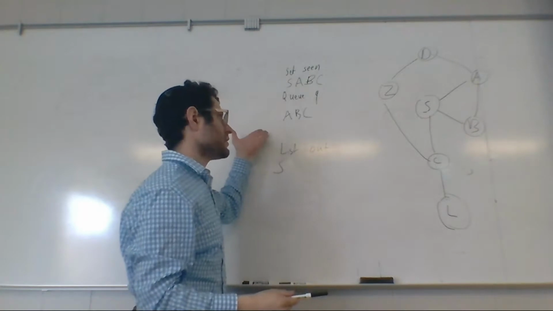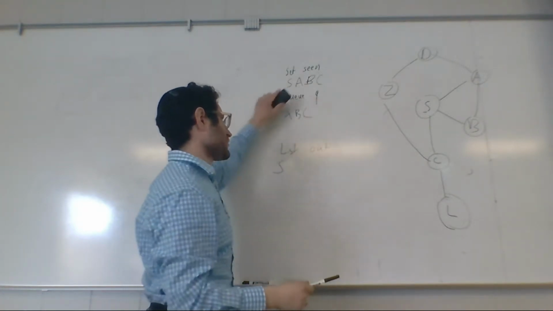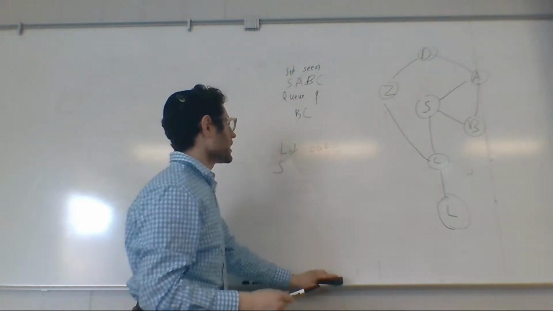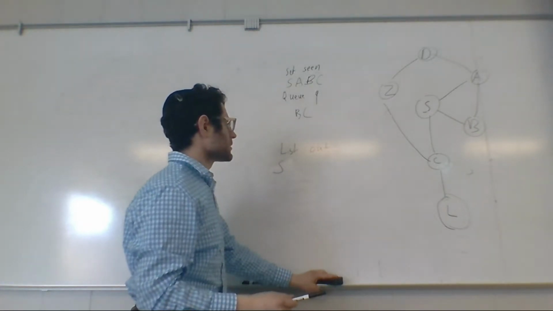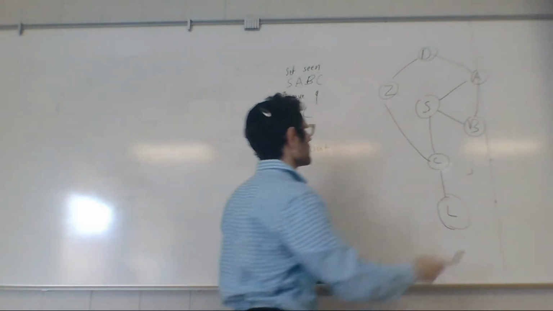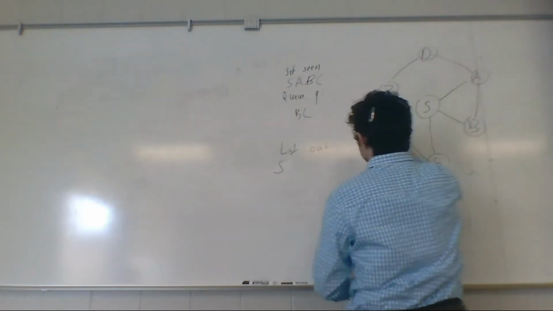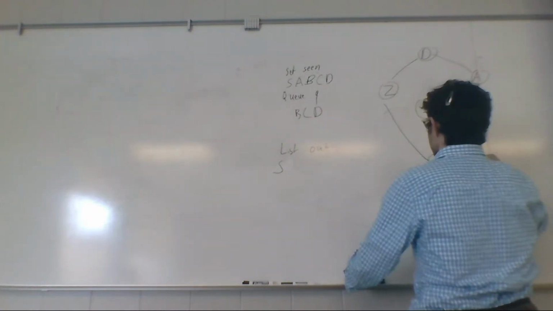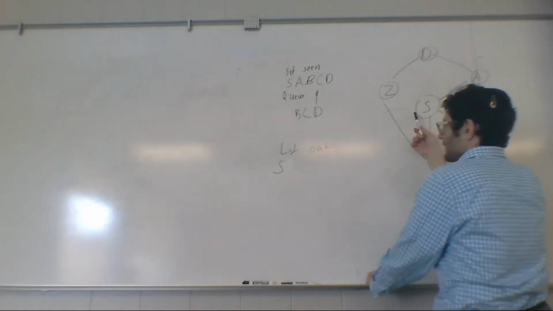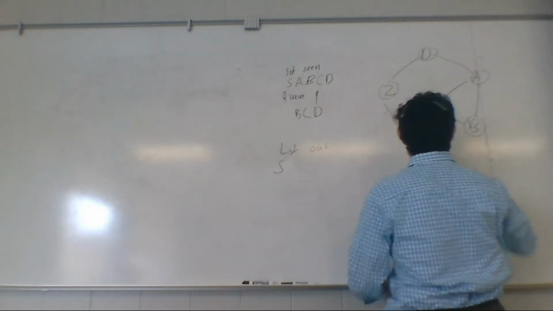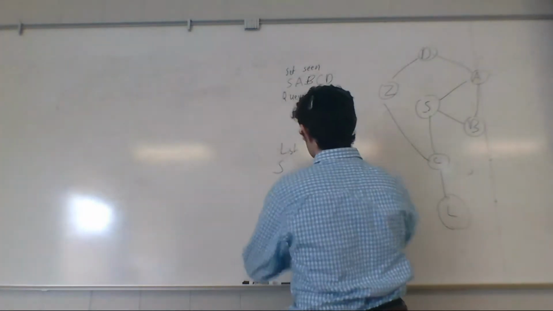So is the queue empty? No, it is not. So let's get the first thing off the queue. Okay, so now we need to look at A's neighbors. So have I seen D? No, I've not. So add it to the queue. Have I seen B? Yes, I have, so don't add it to the queue. Have I seen S? Yes, I have, so don't add it to the queue. Okay, so I'm done with A.